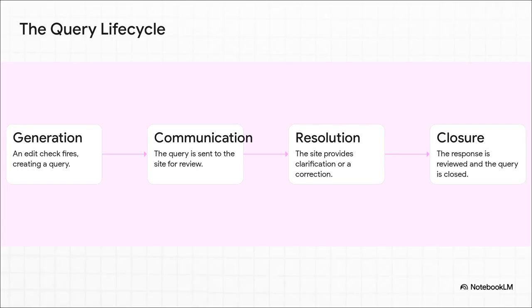So here's how that journey usually plays out. First, an automated check fires, which generates the query. That query is then sent over to the site coordinator. They'll look at their original source documents and send back a response, either saying, nope, the data is correct as is, or providing a correction. Finally, the data manager reviews that response, and if it solves the problem, the query gets closed.